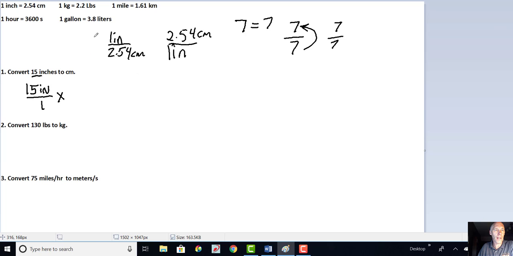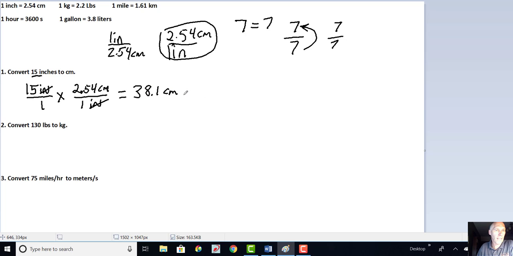I want inch to cancel out. Inch is in the numerator there, so I've got to find the conversion factor with inch in the denominator. So I'm going to set it up that way: 2.54 centimeters on top, and I'm going to put 1 inch on the bottom. Now when I multiply those, what did I say? Units cancel out diagonally. The inch is gone, and now I'm in centimeters. So you multiply the 15 times the 2.54, and you just have 1 on the bottom. The math is pretty easy on that. You're just going to get 38.1 centimeters.